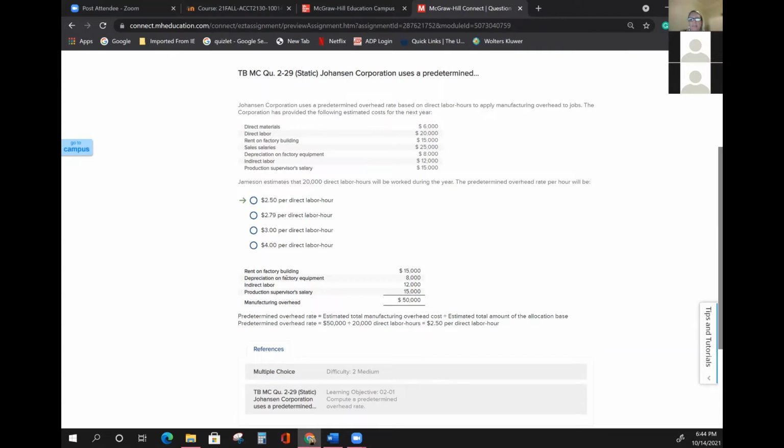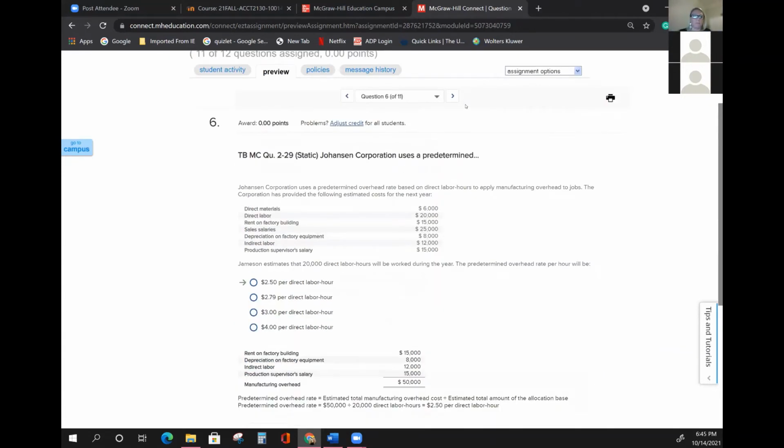So we have our estimated number at 50,000. And then we're going to divide it by what they're estimating, which is 20,000 direct labor hours. So it's just the 50,000 divided by the 20,000 to come up with $2.50 per direct labor hour.